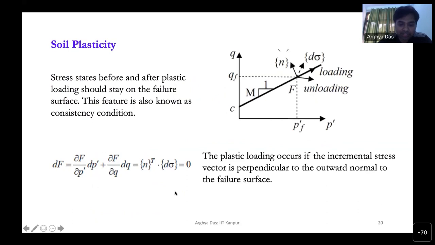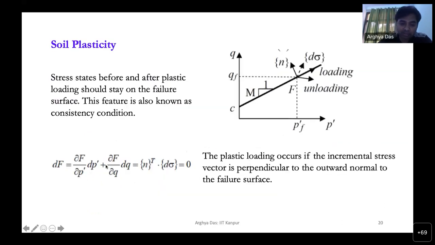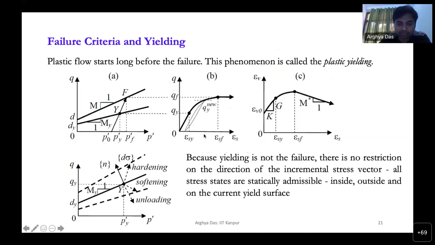Now, the similar condition we wrote in the previous slide in terms of sigma ij, that means the full stress tensor. Instead of that, we can use our convention of the p-q definition, because it is a function, so we can write it in terms of invariants. So ∂f/∂p dp plus ∂f/∂q dq equals zero, which is our so-called loading condition. And similarly, we can come up with the unloading condition.